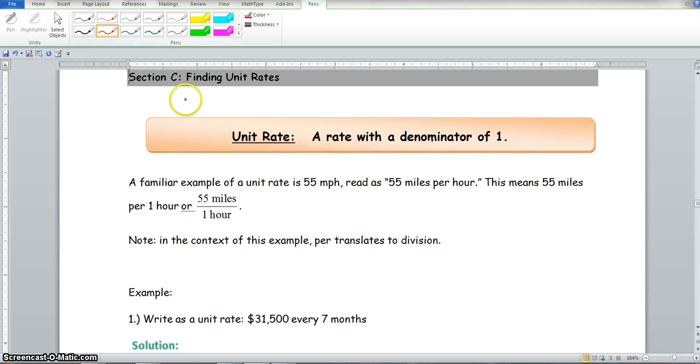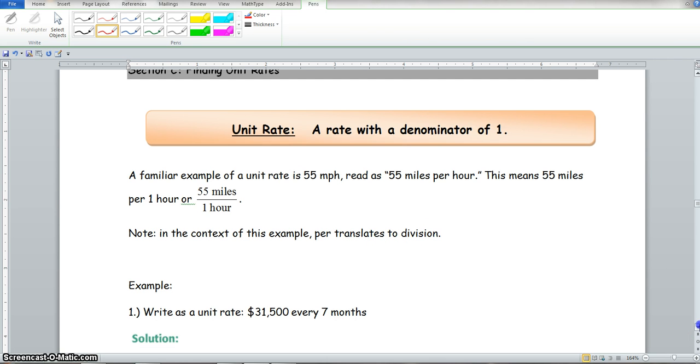Hello class, picking up where we left off, we had section C, finding unit rates. A unit rate is a rate with a denominator of 1. A familiar example of unit rate is 55 miles per hour. This means 55 miles per 1 hour, or 55 miles all over 1 hour. Note, in the context of this example, per translates to division.